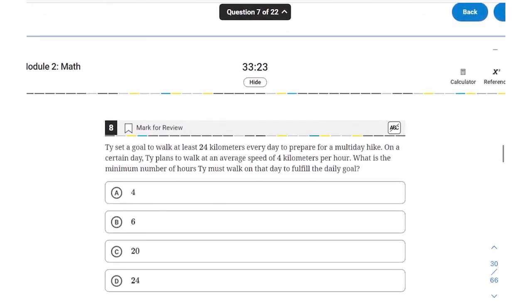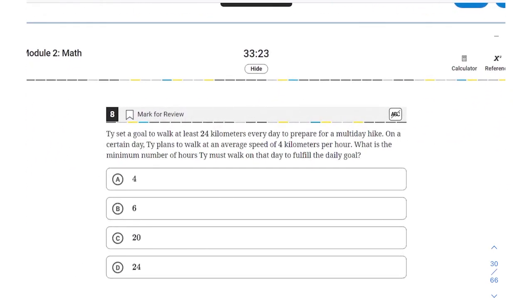All right, let's keep cruising along. We're going to take a look at number 8. Ty set a goal to walk at least 24 kilometers every day to prepare for a multi-day hike. On a certain day, Ty plans to walk at an average speed of 4 kilometers per hour. What is the minimum number of hours Ty must walk on that day to fulfill the daily goal? So if he wants to walk 24 kilometers, and they tell us here that his average speed is 4 kilometers per hour.